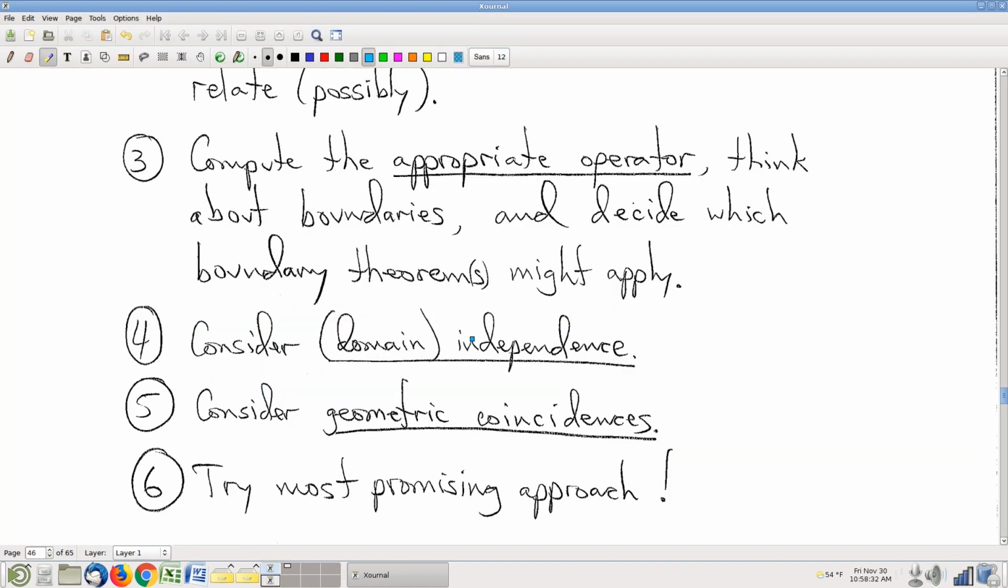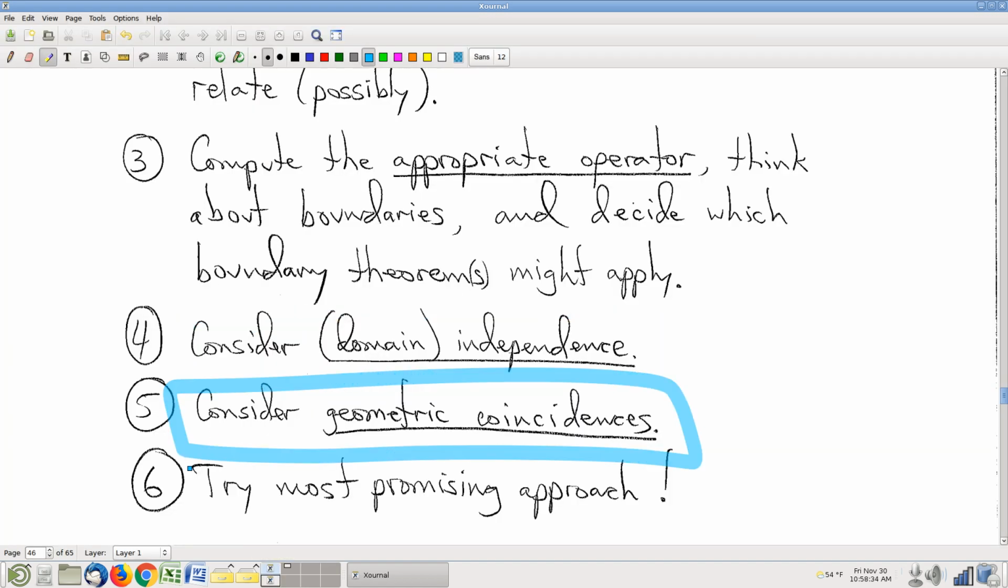Every so often, again, you get geometrically lucky. Look for that possibility. Maybe your vector field is just obviously parallel to the surface through which you're trying to compute the flux. Your answer is zero. So heads up, you never know when the question might be a freebie. So always think about that.